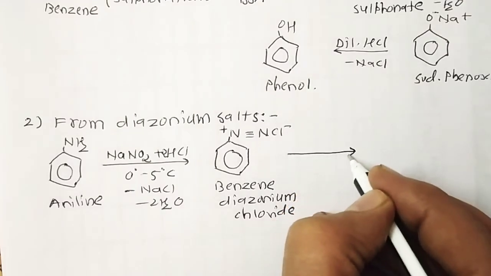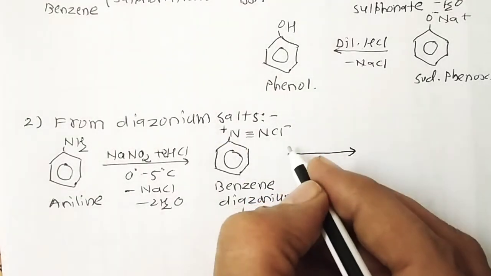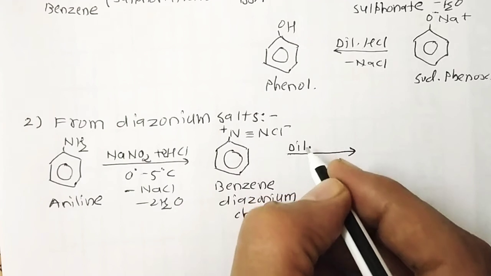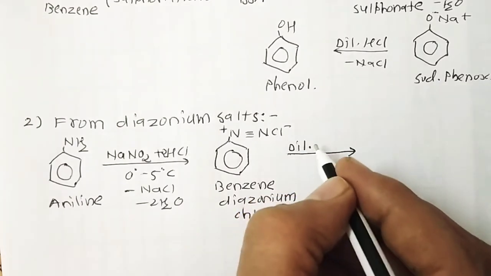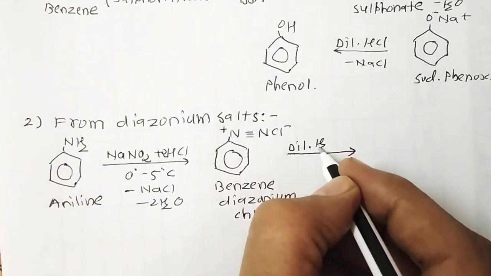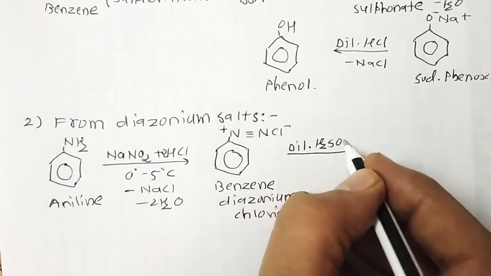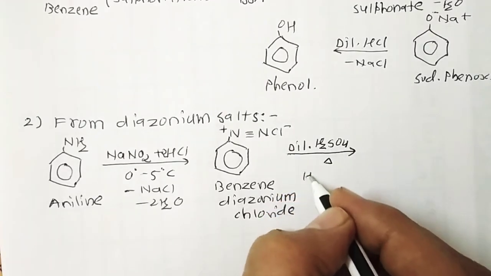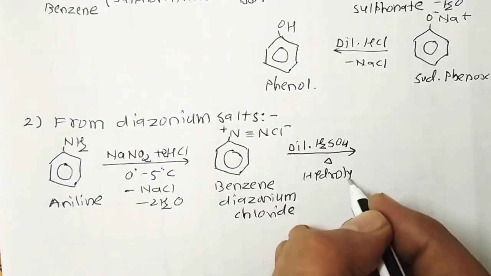Now this BDC is stable at 0 to 5. So we perform these reactions, where the diazonium salt is reacted with warm water or with dilute acid. Okay, so this phenomenon is called hydrolysis.